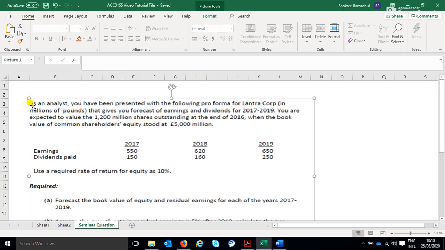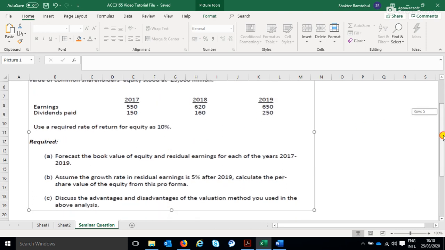We're told, as an analyst, you have been presented with the following pro forma for Lantra Corp in millions of pounds. That gives you forecasts of earnings and dividends for 2017 to 2019. You are expected to value the 1,200 million shares outstanding at the end of 2016, when the book value of common shareholders' equity stood at 5,000 million pounds.